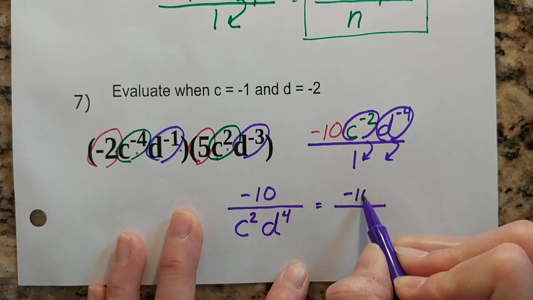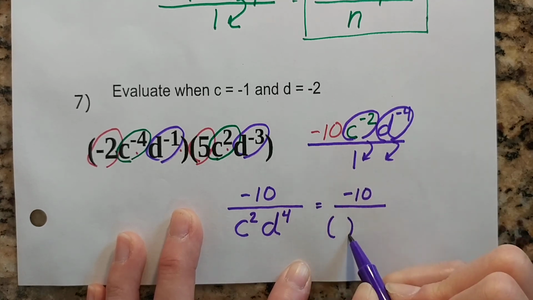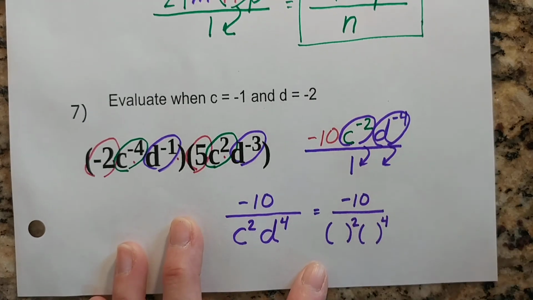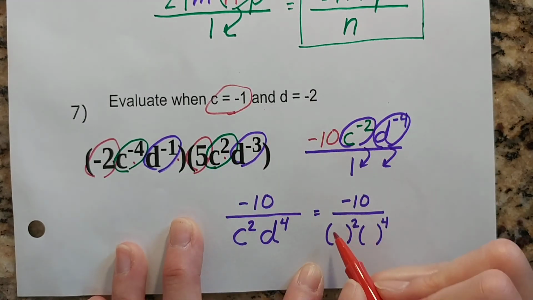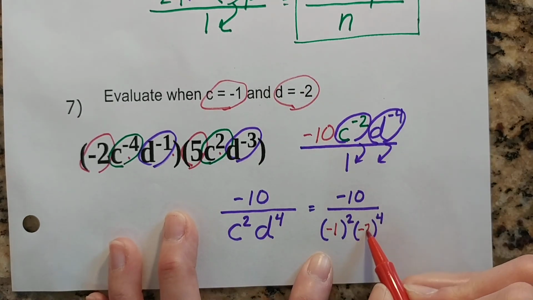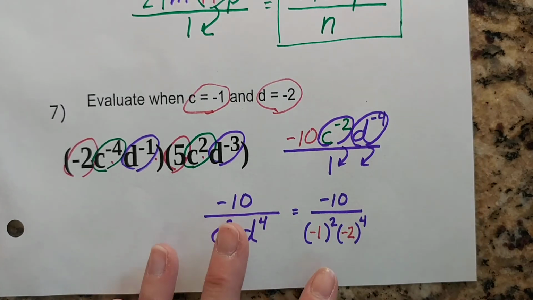So negative 10 stays in the numerator. C, I'll make parentheses for C, and some parentheses for D. Now I'm just going to take C as negative 1 and plug it right in here for C. And D is negative 2. We'll plug that right in here for D. Feel free to pause the video and work this one out.